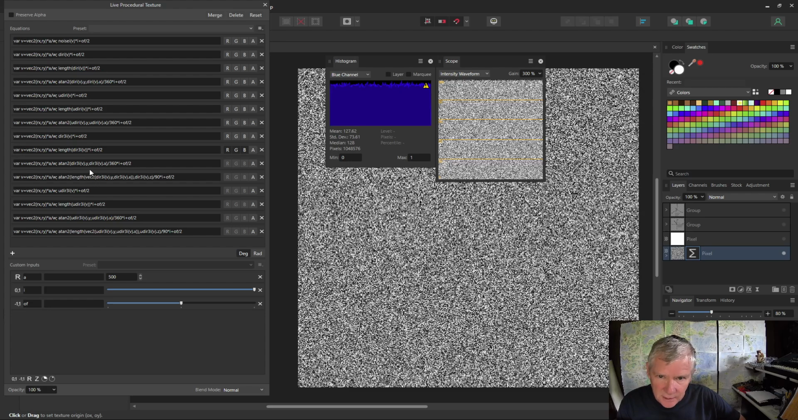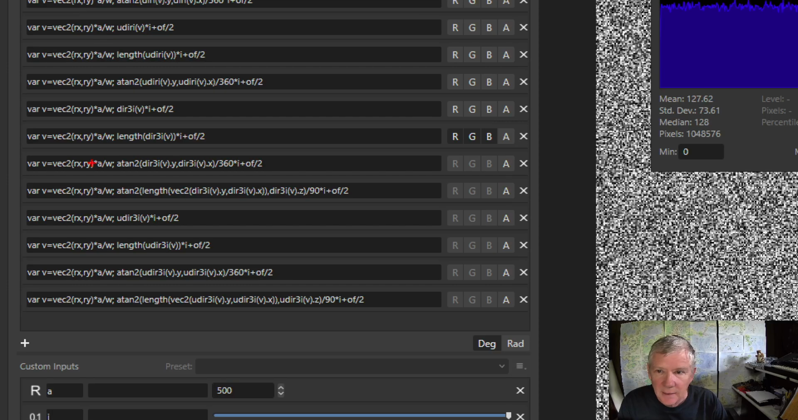So the next thing is I wanted to look at the angle for this three-dimensional number. And so the first thing I thought was to look at the angle in the xy plane. So if I look at that one, I have a tangent 2, and then dir, I can access the y component of the dir, 3-element vector, and the x component. Okay, divide by 360, and I have an offset over 2. All right, so let's look at that.